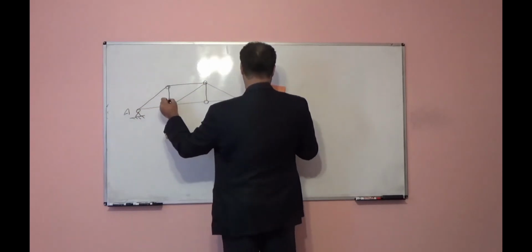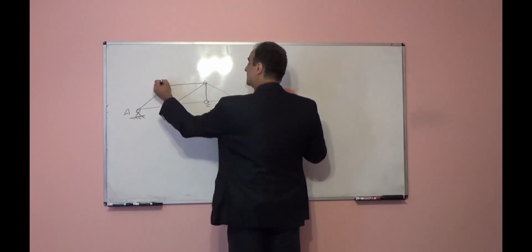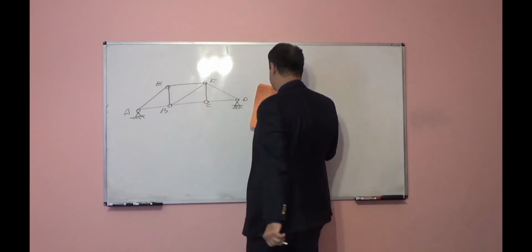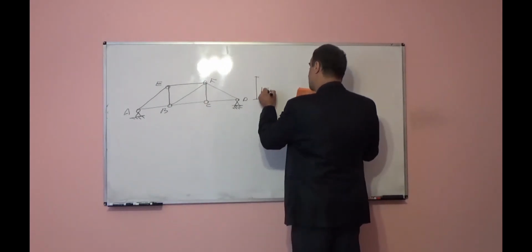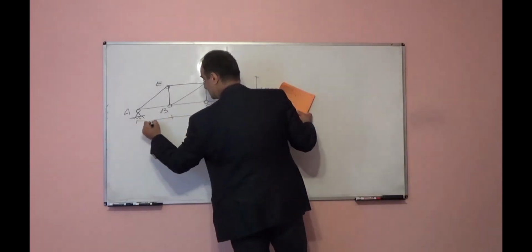A, B, C, D, E, F. This height is 1.5 meters. Each part here is 2 meters.